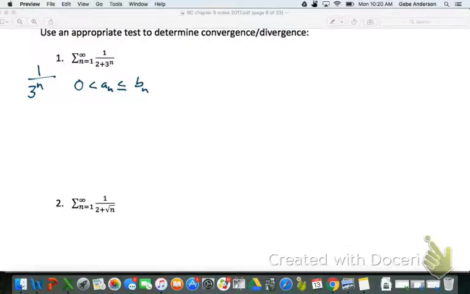Okay, so I would say the correct relationship is this: 1 over 2 plus 3 to the n is less than or equal to 1 over 3 to the n. So that's the correct relationship as far as the vertical positioning goes, the heights. Okay, so let's think this through. Hayden has given us something to compare. The question is, is it going to work?